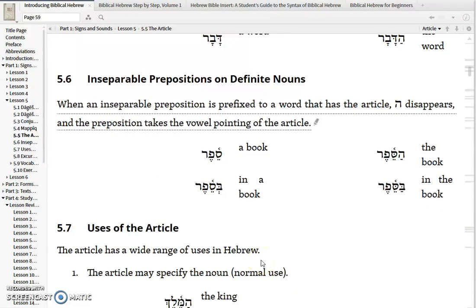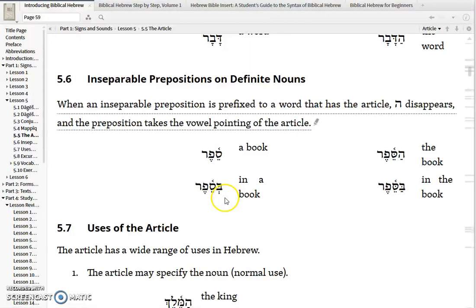Now, a funny thing happens when the article and the inseparable preposition come together. What's going to happen is that the hey of the article is going to disappear, and the shva under the inseparable preposition is going to disappear. The example here, you have the word sefer, which means a book. If you make it definite, you add a hey, you add a pata, you double the following consonant, so you get hasefer, the book.